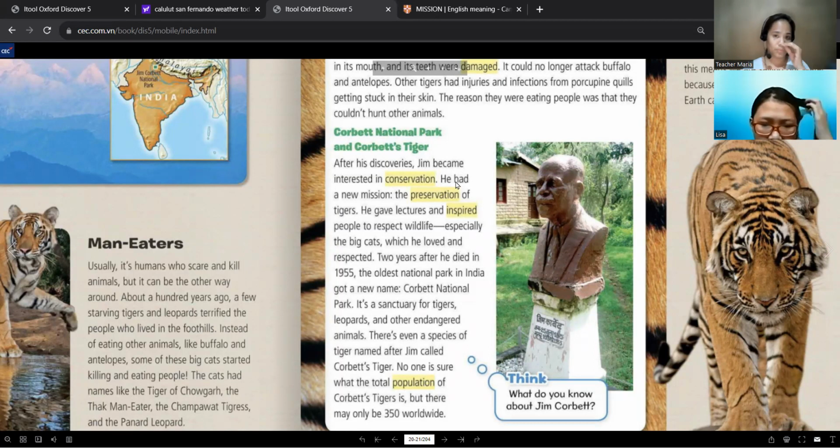He is interested in conservation. Conservation, very good. What is his mission now? His new mission is the preservation of tigers. Yes, preservation of tigers. So now he is interested in conservation and preservation.